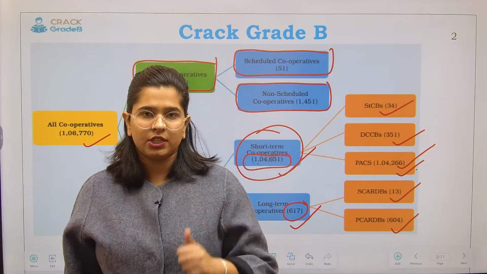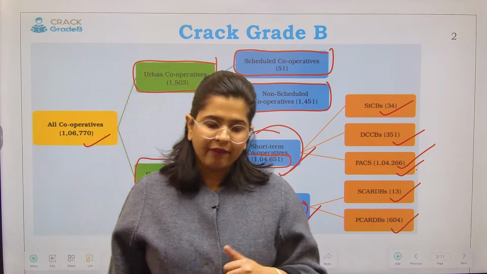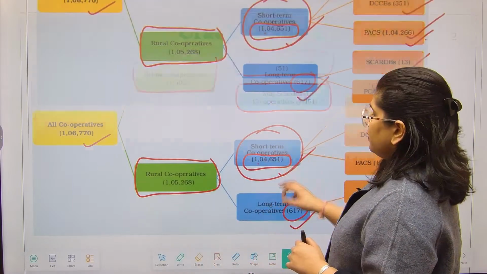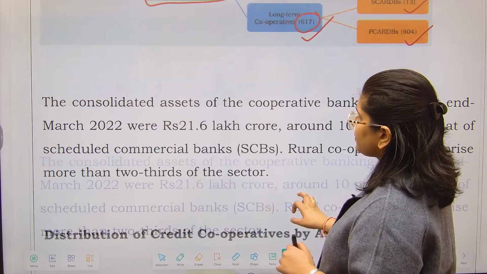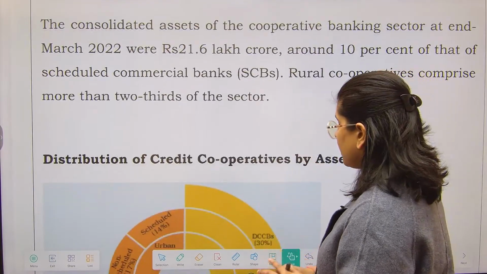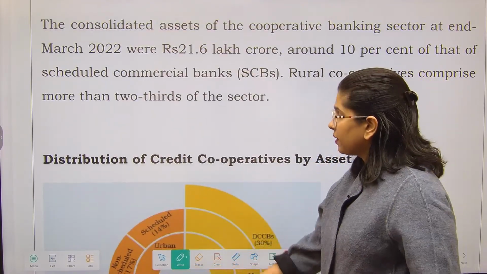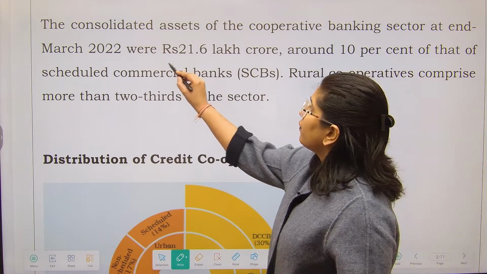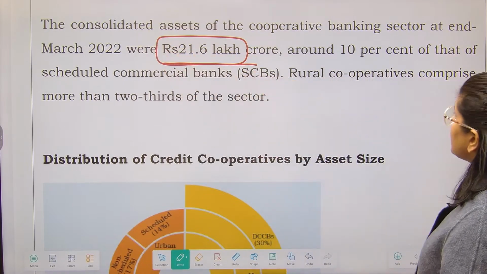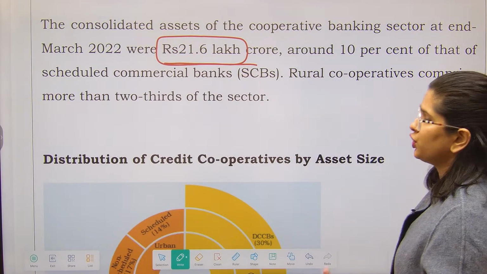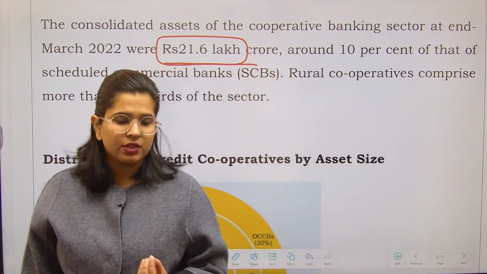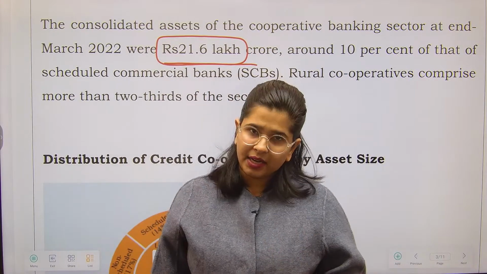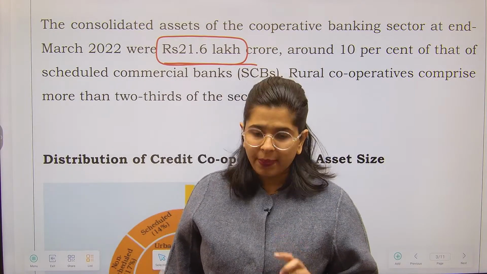Once we have gotten this particular structure, now we are going to move forward and we'll be talking about one by one about these levels, right? Let us see this. See, the consolidated assets of cooperative banking sector at the end of March 2022 was 21.6 lakh crores, around 10% of that of scheduled commercial banks. So why has this particular data been given? So that you can compare what is the level of importance of scheduled commercial banks in India and what is the level of importance of cooperative banks in India.